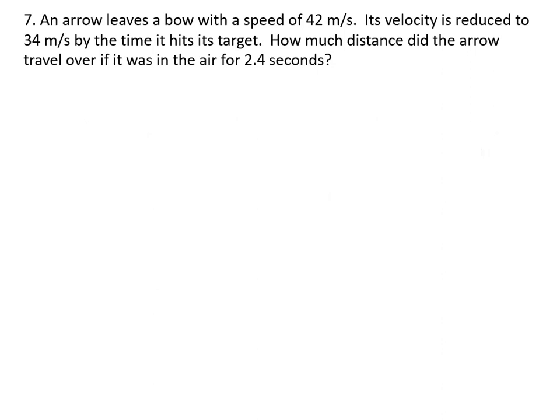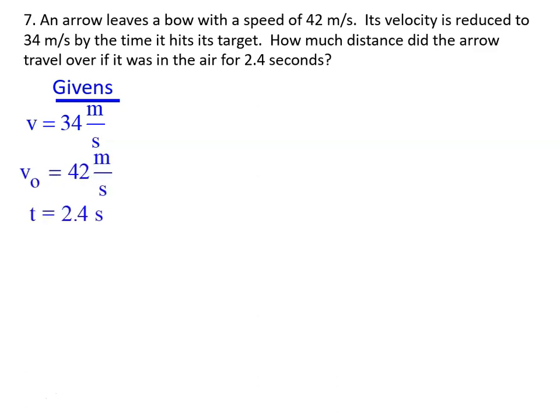Okay, so now let's look at another problem. An arrow leaves a bow at 42 meters per second, and its velocity is reduced to 34 meters per second by the time it hits its target. How much distance did the arrow travel if it was in the air for 2.4 seconds? Well, again, we write our givens first. Writing our givens is not only good practice in terms of making it easier for people to grade things, but it can also often help you to realize what equation you should use.